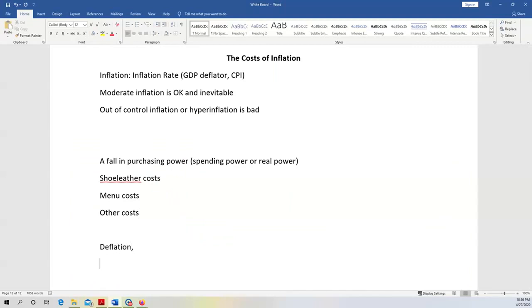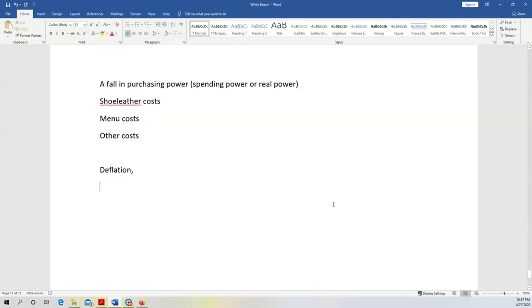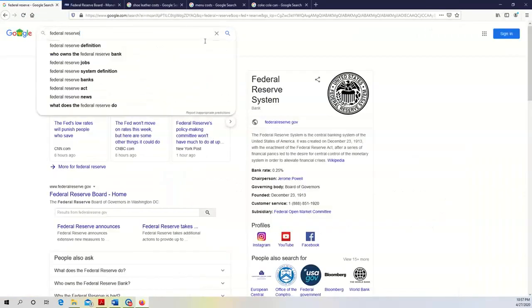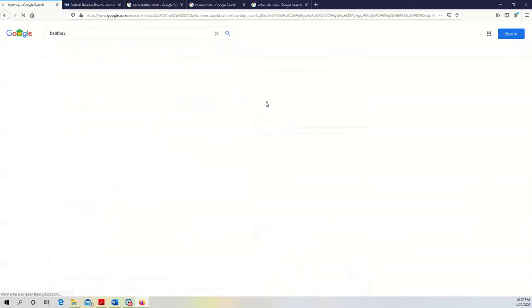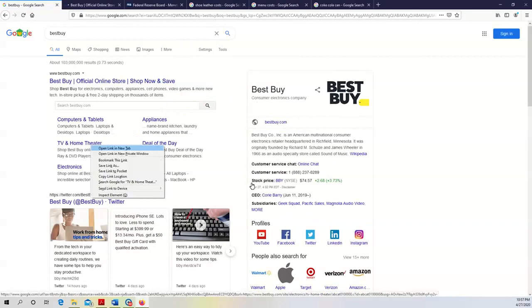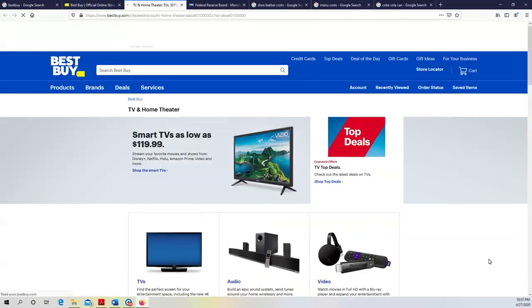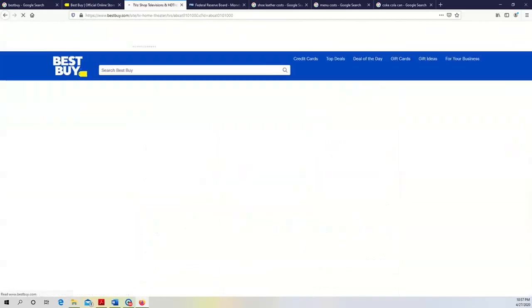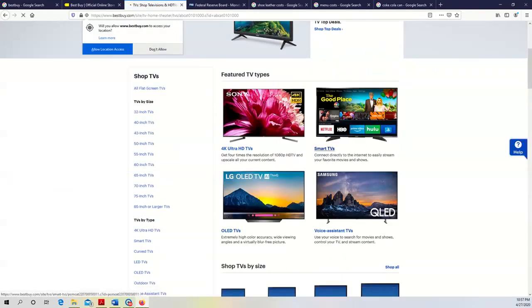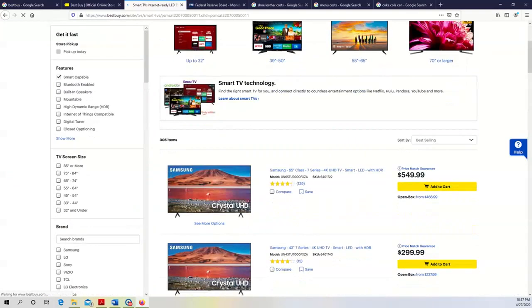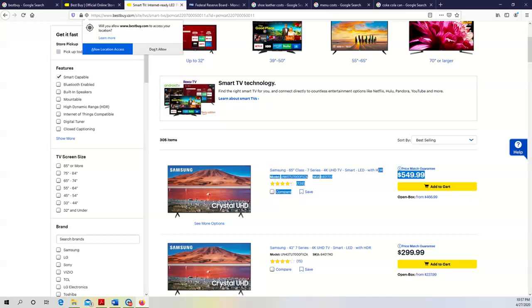So what is deflation? Probably you can guess. Deflation is when, over time, prices are getting lower and lower, or things are getting cheaper and cheaper over time. So for example, if you go to Best Buy, you want to buy a new TV, a smart TV, and you want to buy this Samsung 65 inches class 7th series, right? The current price is $550. So what's deflation? Over time, prices are falling as opposed to rising.